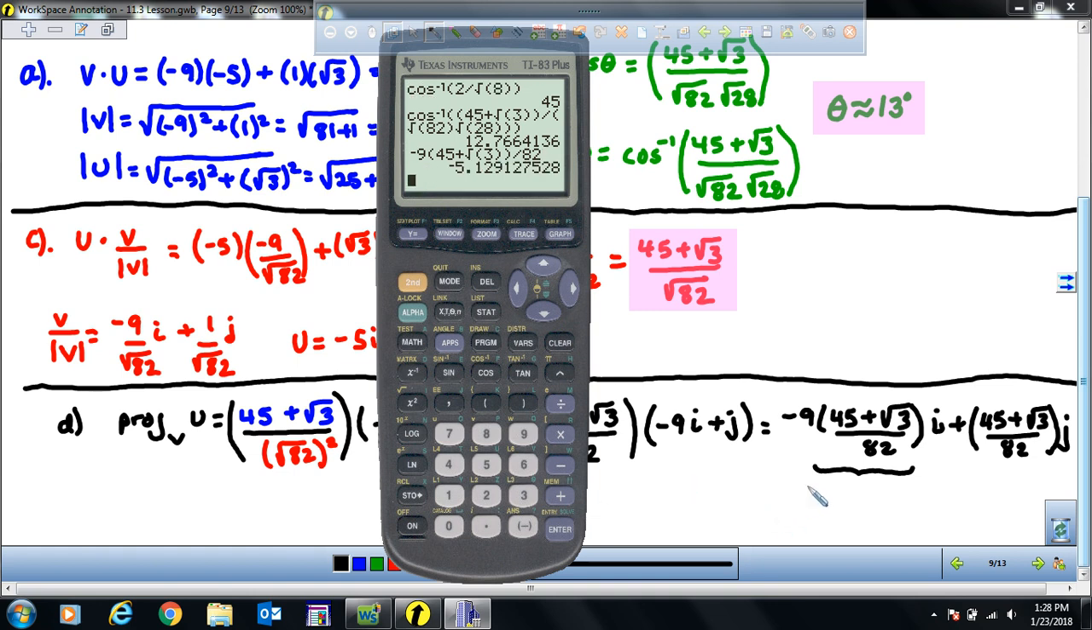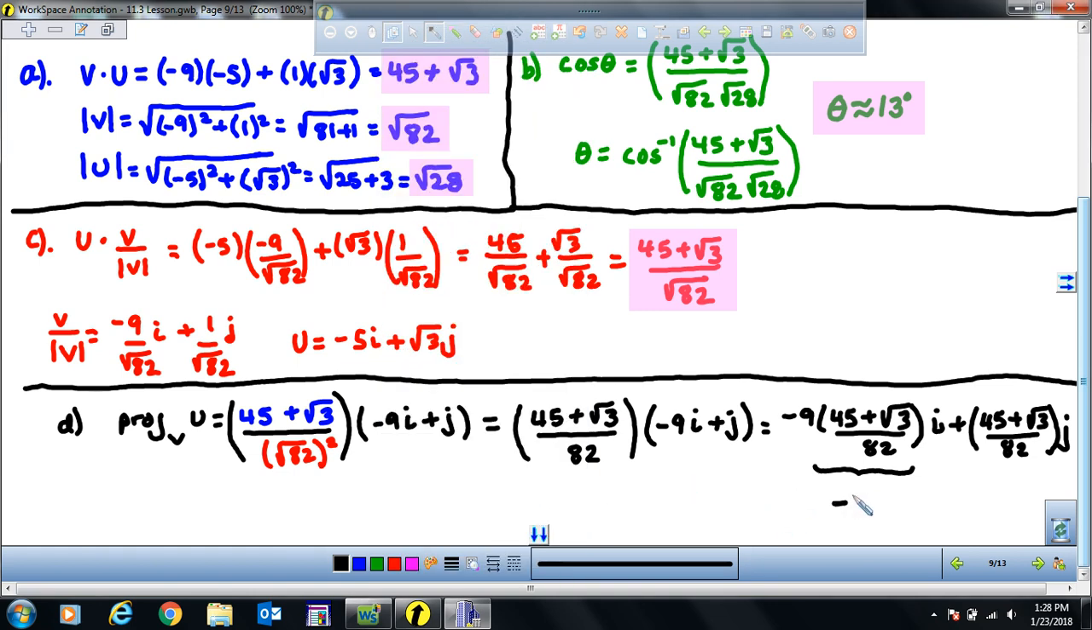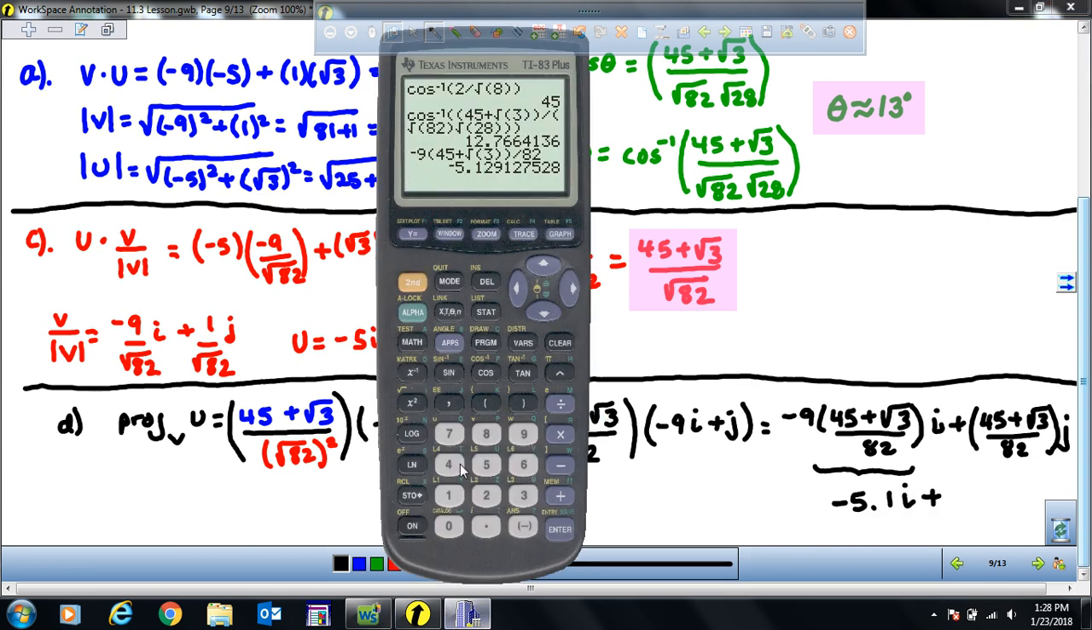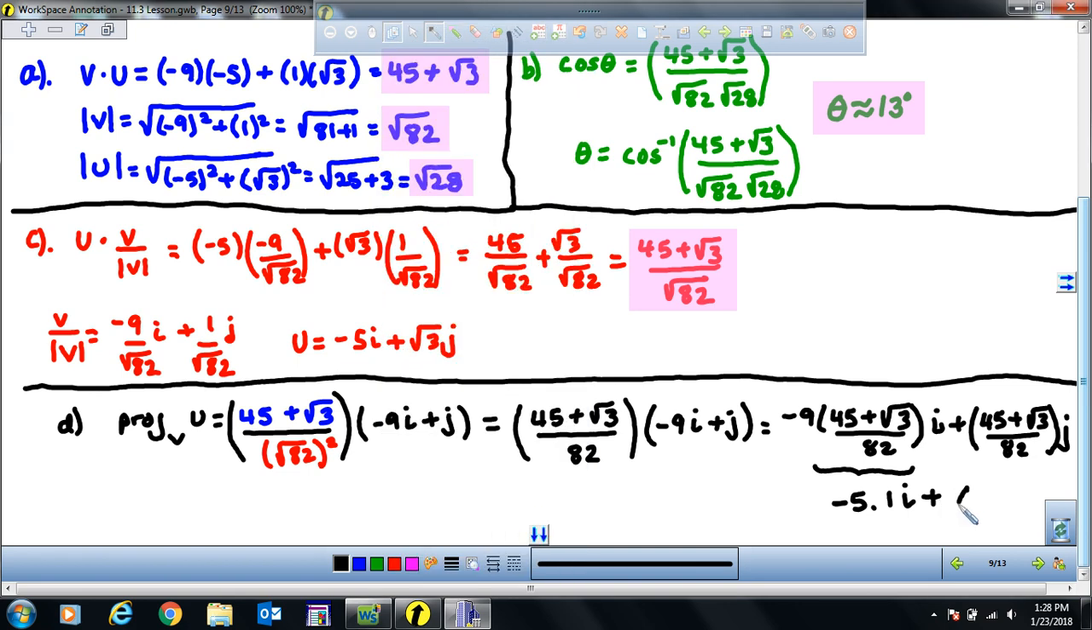So that gives us negative 5.1 approximately. That's about negative 5.1 i plus, and then we can do the same for the other one. 45 plus the square root of 3, I forgot to open parentheses, but I'm going to put enter, divided by 82. That gives us 0.6. So plus 0.6 j. So that would be approximately what the projection of the vector u onto the vector v would be, the shadow of the vector u onto the vector v. It would go in this direction and it would have these values, approximately.